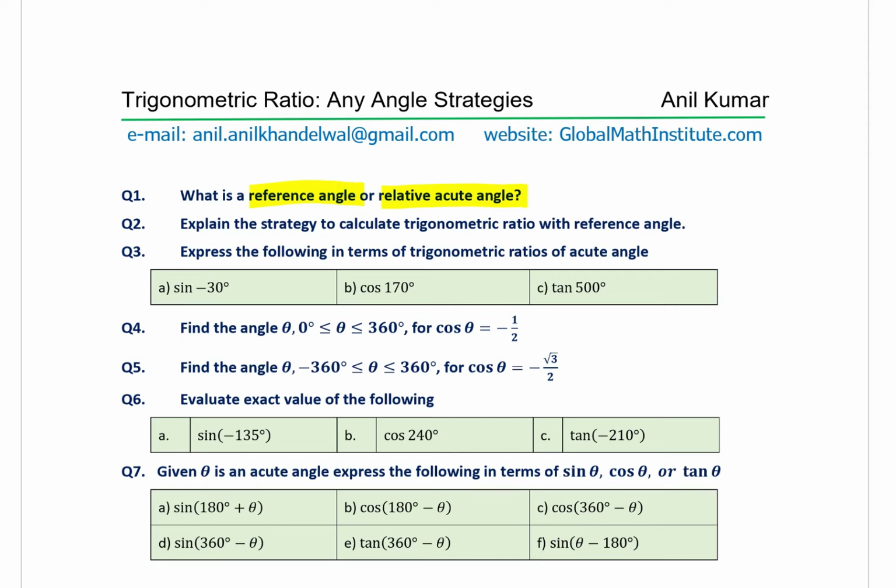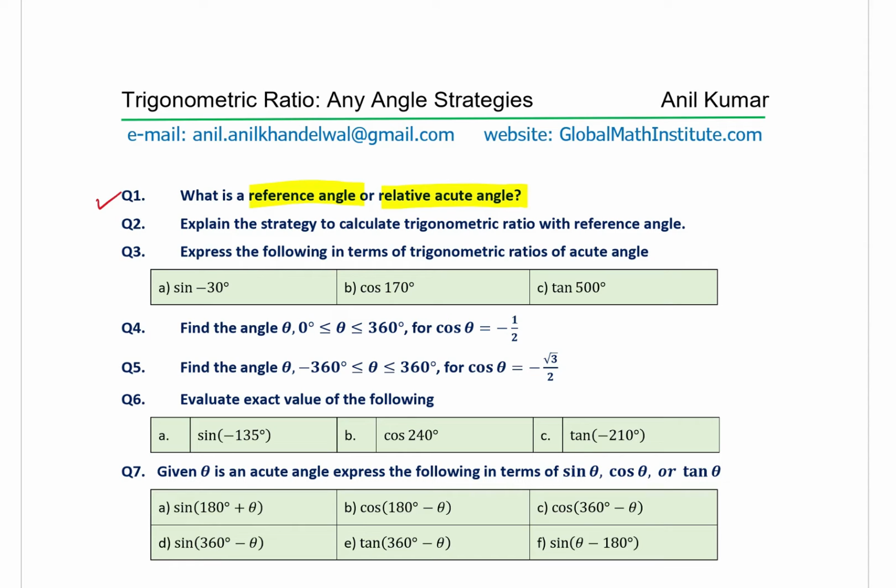So in this particular video, we will understand first what really is a reference angle, sometimes also called a relative acute angle. And then we have some related questions. Question number 2 is explain the strategy to calculate trigonometric ratio with reference angle. Now, this strategy really works for any angle. Question number 3 is express the following in terms of trigonometric ratios of acute angle. So, a process in which we are going to find the value of trigonometric ratios is being shown with the help of the examples here.